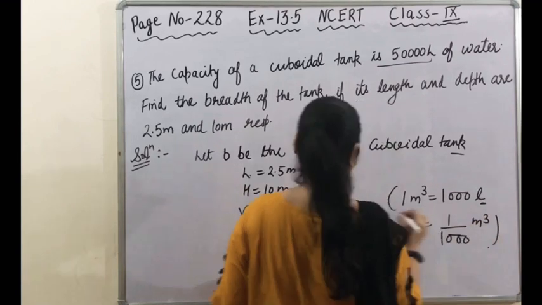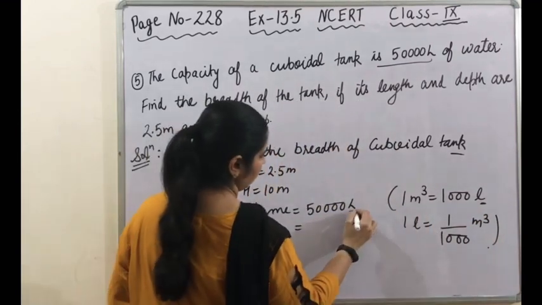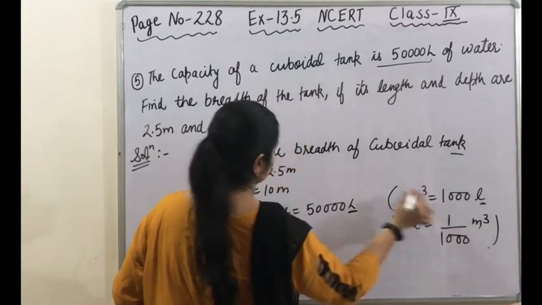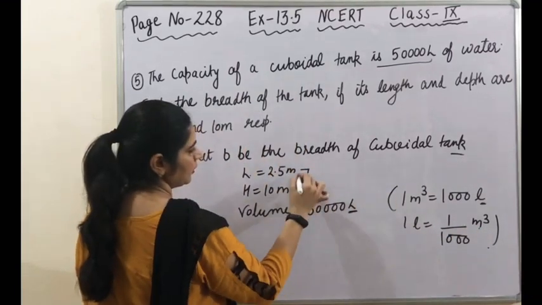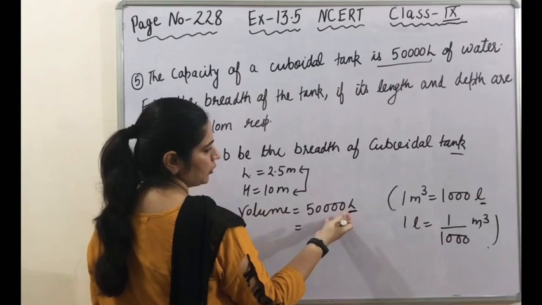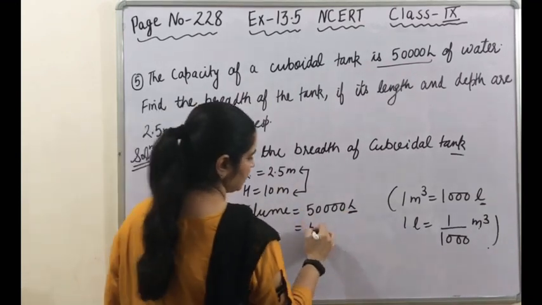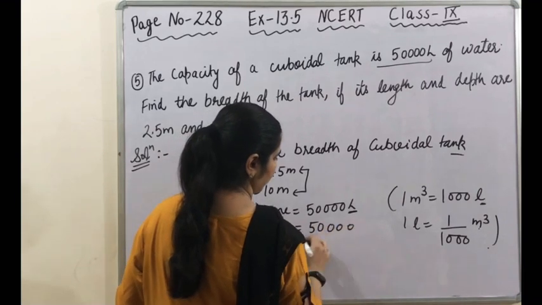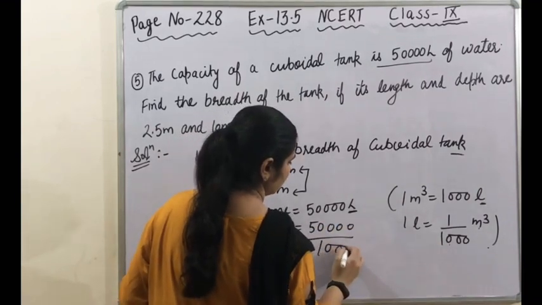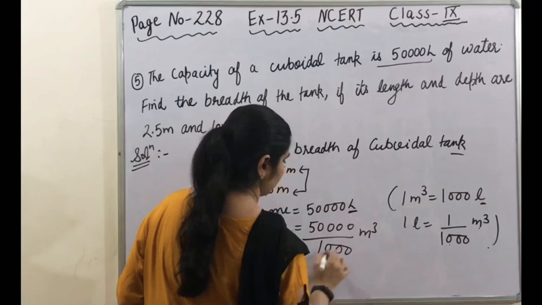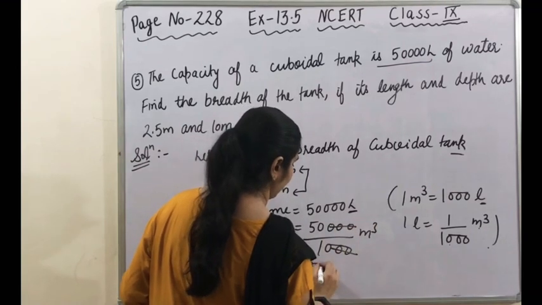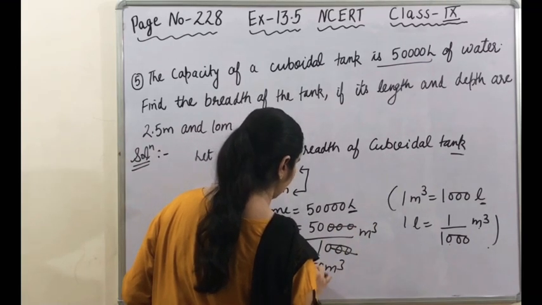We'll substitute the value. This liter will convert into meter cube because these two units are given in meter. Then the question will be easy for us. We'll divide by 1000, which is equal to 50. 50 meter cube is the volume.